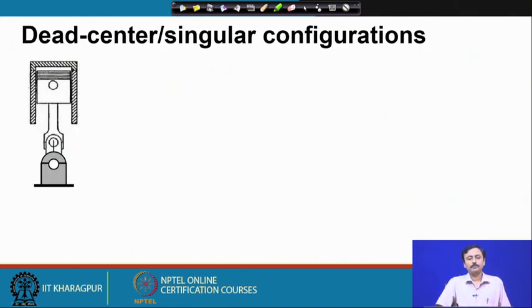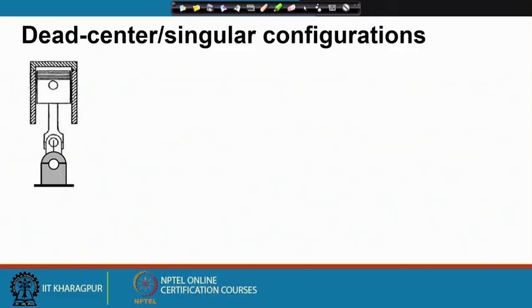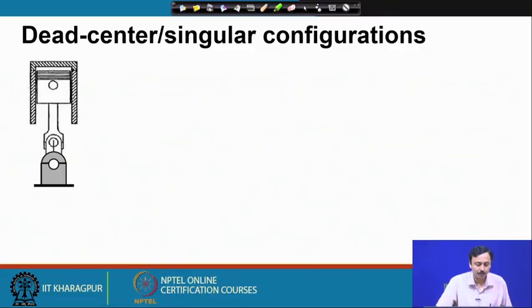Now, we come to a somewhat related thing, dead center configurations. Now, what are these dead centers? You must have heard these terms, top dead center of an engine, of a piston. So, what are these dead center configurations? Here I have this example of an IC engine by which I motivate this discussion. So, this is the top dead center of this engine, it is called TDC, top dead center of this piston.